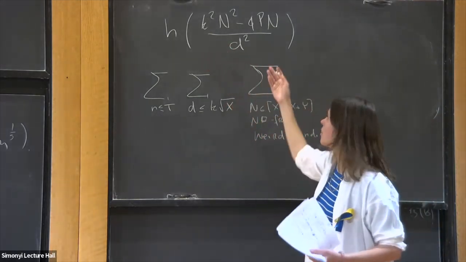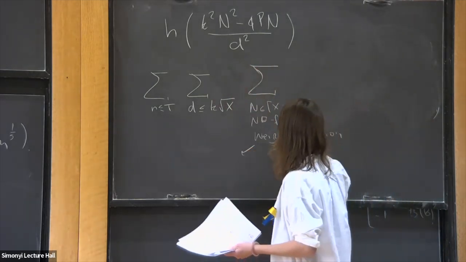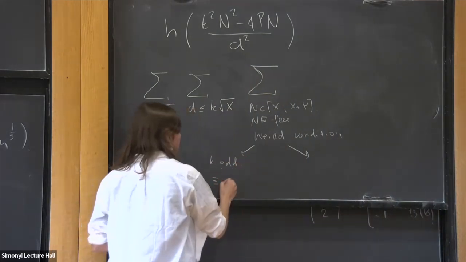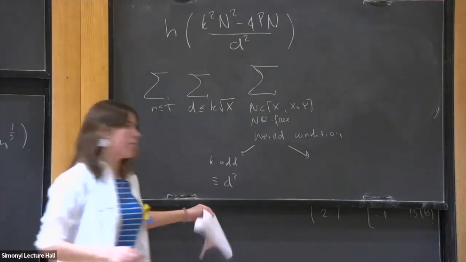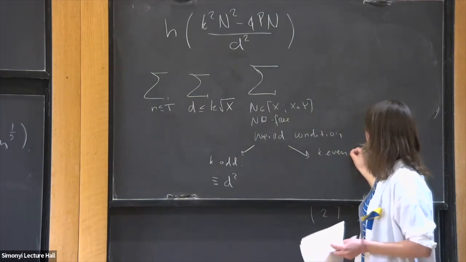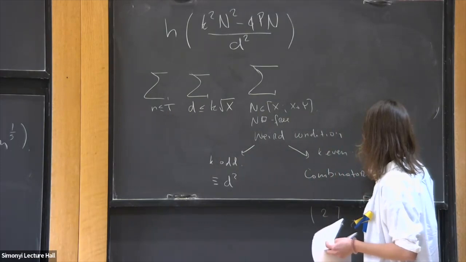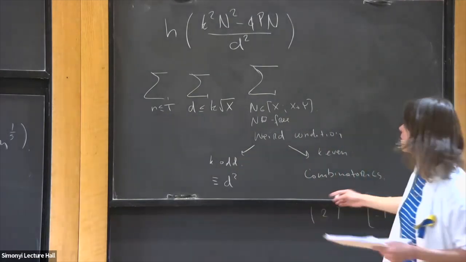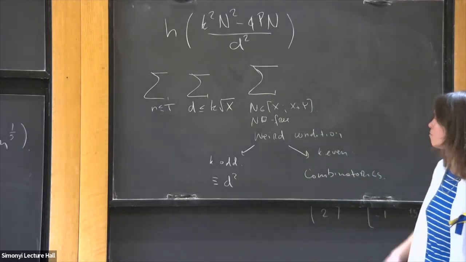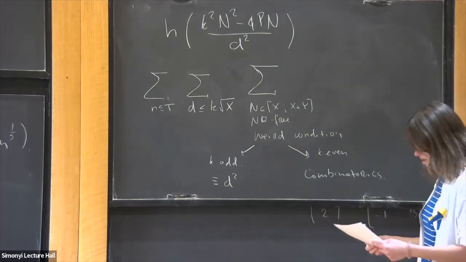So, in the case when k is odd, everything works out pretty well. Let me just say this. For k odd, this indeed turns out to be basically a mod d squared condition. But in the case of k even, there's a lot of weird combinatorics, for lack of a better word, that goes into this calculation. And the sort of miracle is that in the end, they both give a very nice Euler product coefficient in both the even and the odd case.